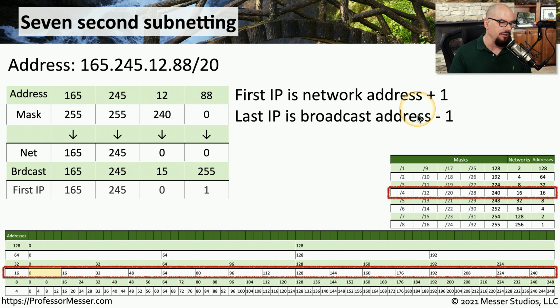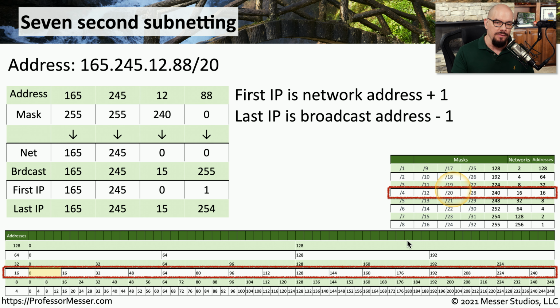And now the easy part, where we calculate the first IP and the last IP based on the network address and broadcast address, meaning that our first IP is 165.245.0.1, and our last IP address is 165.245.15.254. You can see that making simple changes to the subnet mask changes the network address, broadcast address, and the usable IP addresses for each of these subnets.